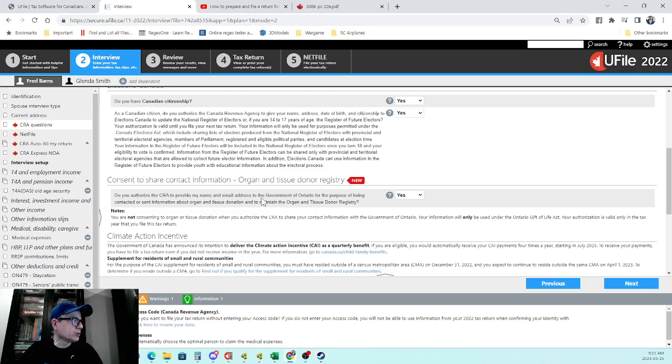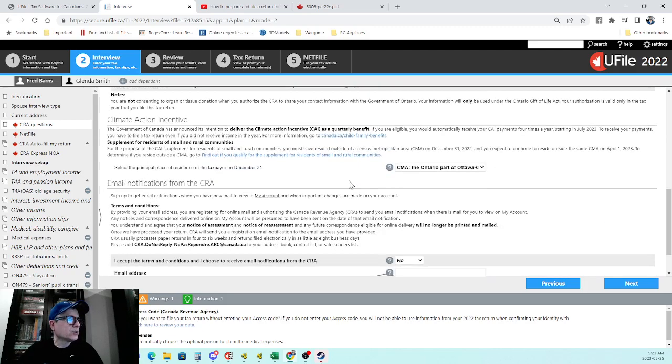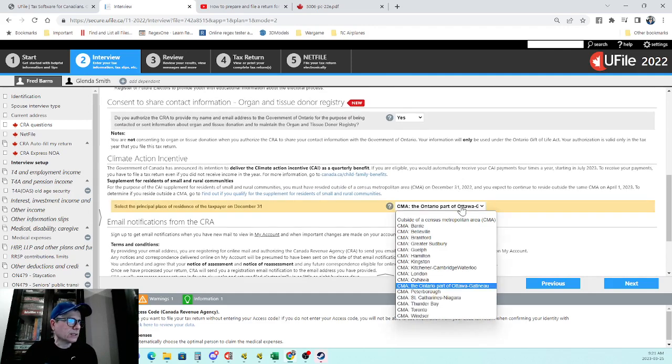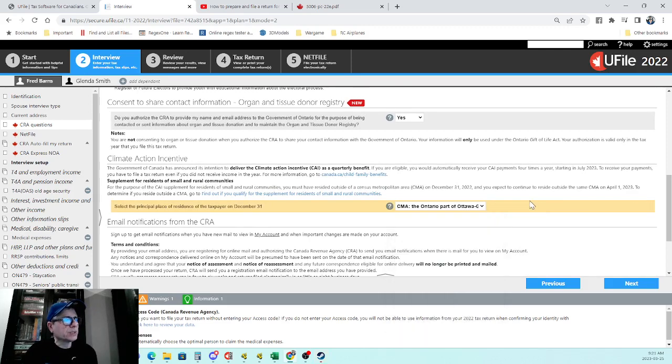This is something new for this year in Ontario. You can consent to share your contact information with the organ and tissue donor registry. Personally, I highly recommend it. That's more or less giving the gift of life. For the climate action incentive, just identify clearly where you live, and if you live outside of a census metropolitan area, CMA, you basically qualify for a 10% increase in that credit.